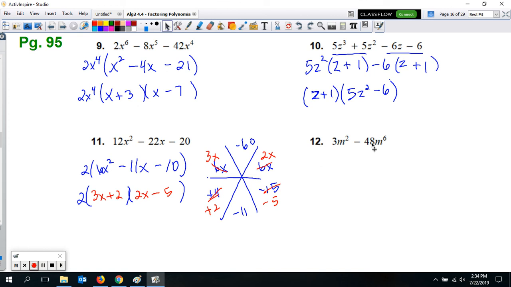All right, number 12. Here's another one where we want to factor out a GCF. And then at that point, you will probably have some difference of squares to work on at factoring those.